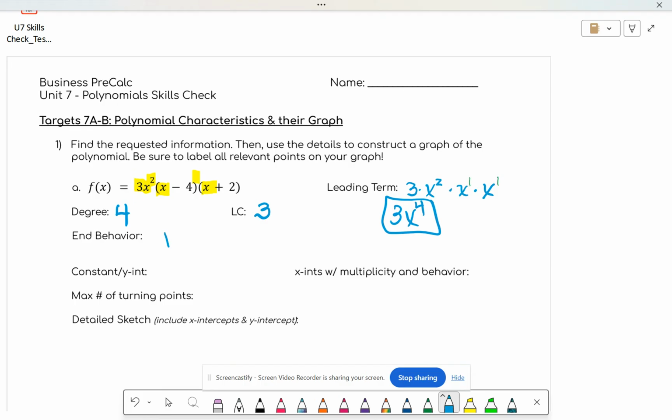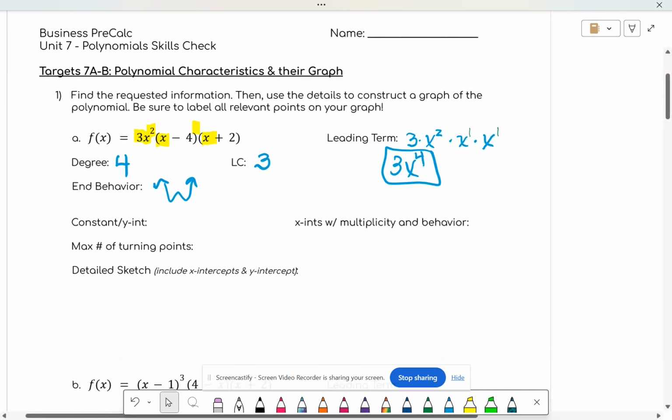And since it's a positive leading coefficient, my end behavior will look something like this. Now, if you go into Desmos and graph this and it does not look like this, you can go back and see whether you typed it in correctly, and also check that you did your leading term correctly, because your work needs to be done by hand and it needs to match your graph.